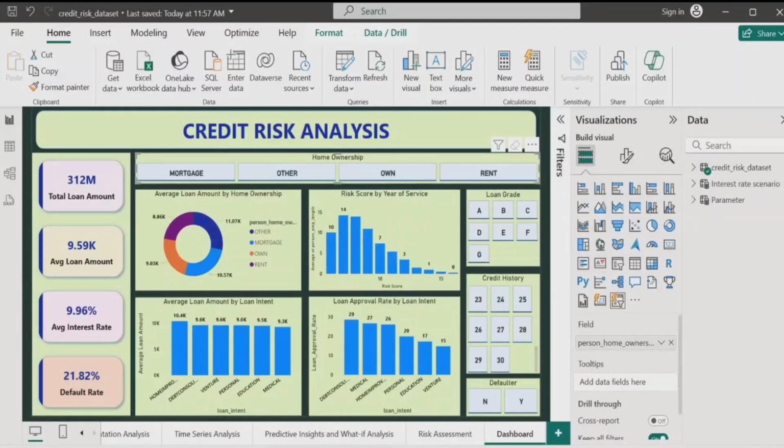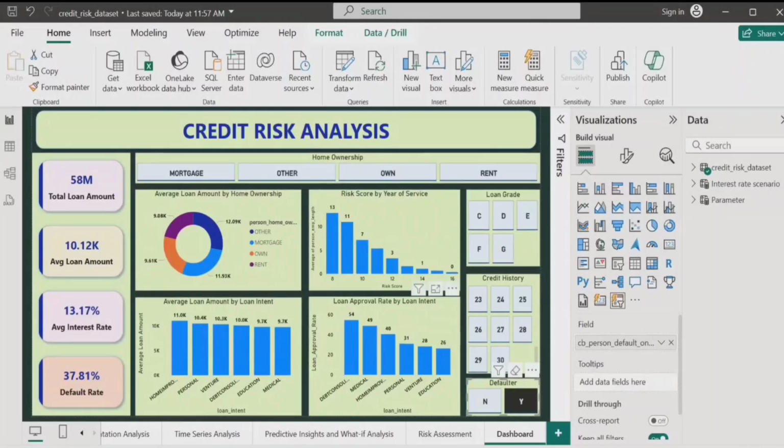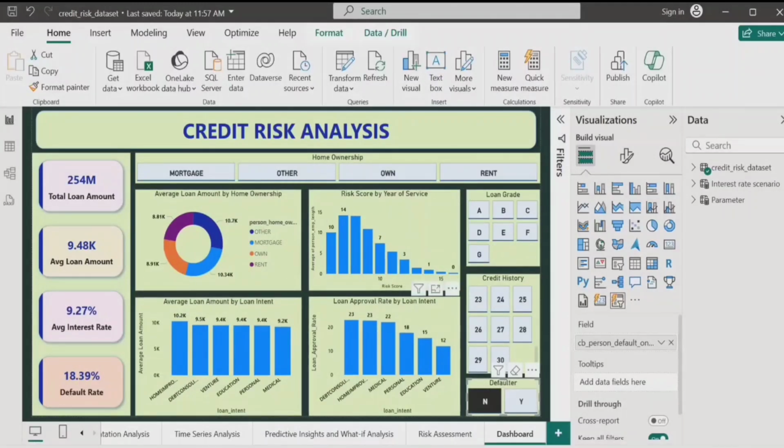We can also see the data based on the defaulter. If the person is a defaulter, then this is the data: average loan amount given on the home ownership basis and the loan amount by the loan intent. This is all data for the defaulter, and if someone has not defaulted, then this is the data: the average loan amount, the risk score, everything you can see and drill down through it. So that's my presentation. Thank you.